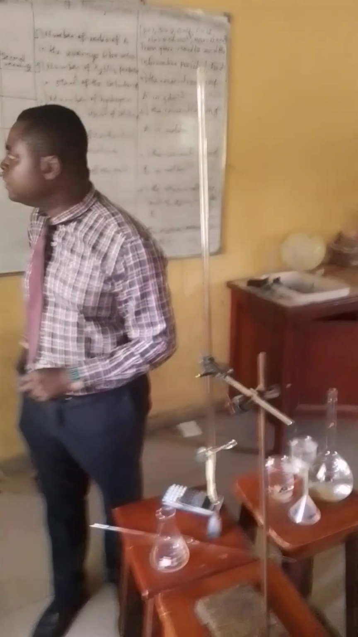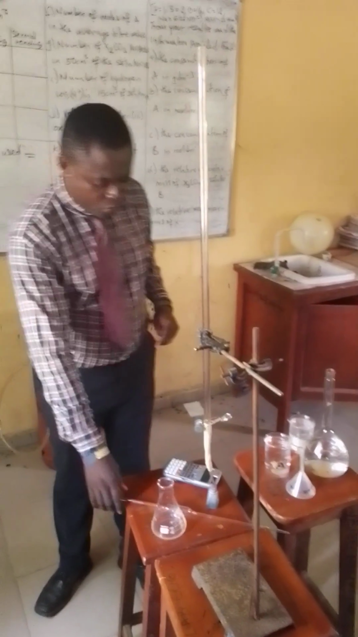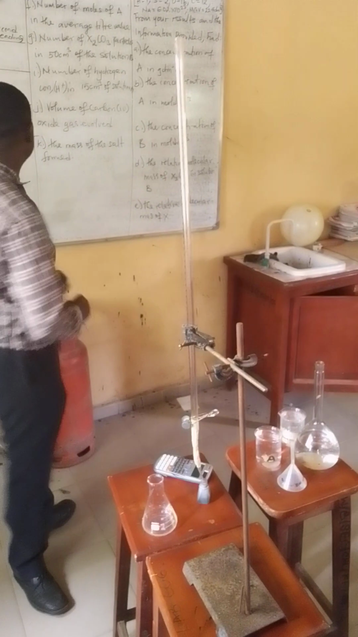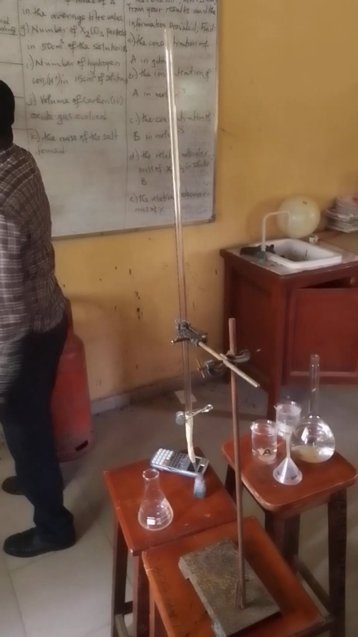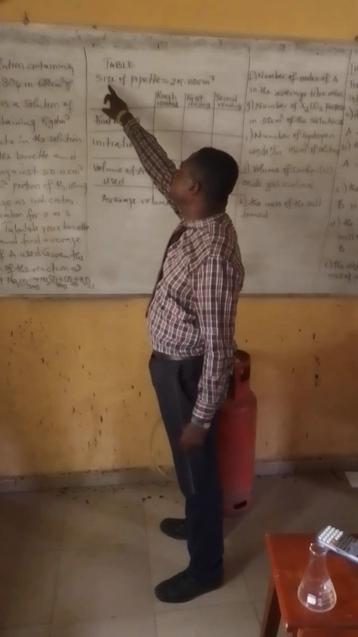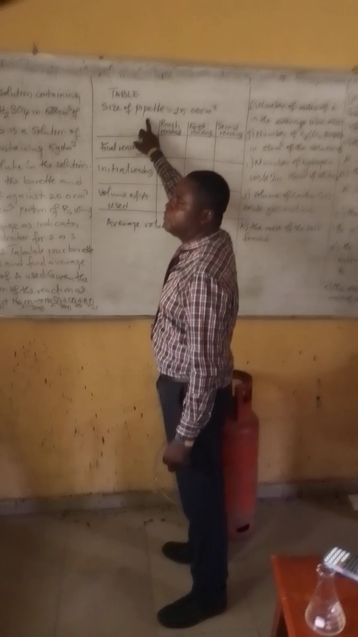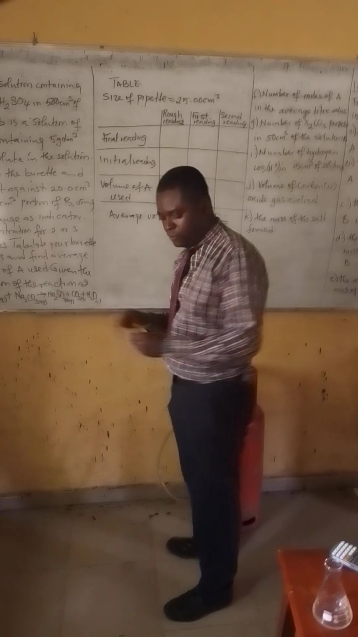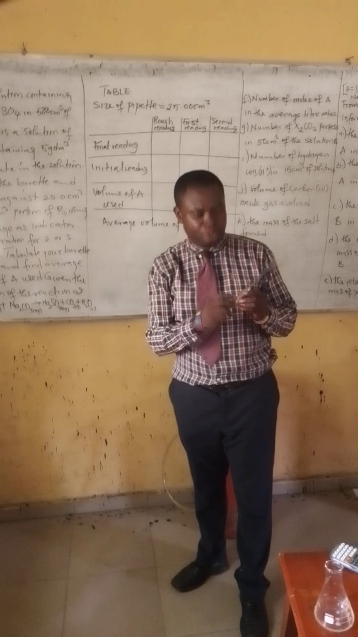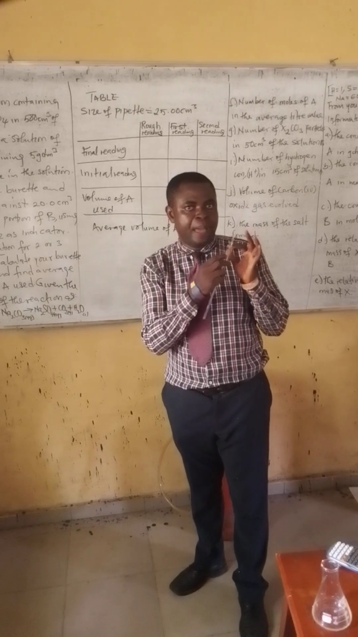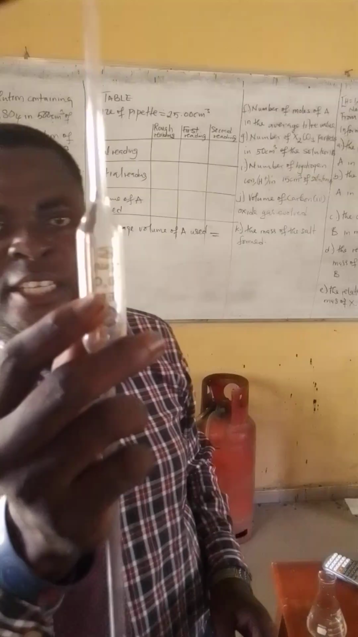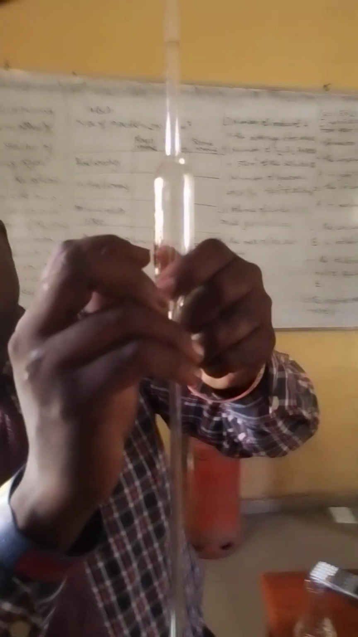To titrate, the first thing is to look at the table. This is the table. You must indicate the size of the pipette, which is 25 cm3. You can see that written here, 25 ml on the pipette. You see there, that's 25 ml.